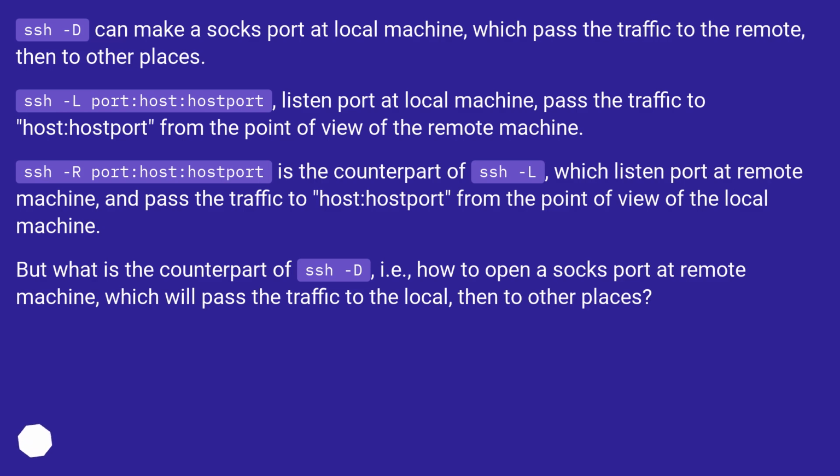SSH -L port:host:port listens on a port at the local machine and passes the traffic to host:port from the point of view of the remote machine. SSH -R port:host:port is the counterpart of SSH -L, which listens on a port at the remote machine and passes the traffic to host:port from the point of view of the local machine.